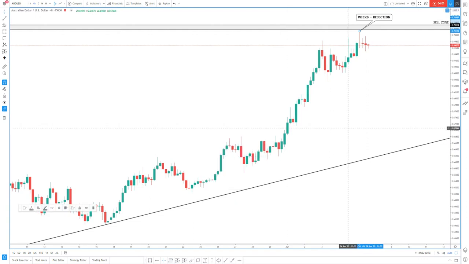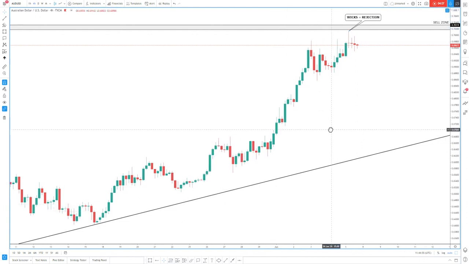Nice. And when I see rejections at an area of structure, I tend to wait for price action to play out before I choose my entries. So knowing that there are wicks around this area, I would wait for price to actually break some sort of structure on the 4-hour time frame before I look to go short on AUD USD.